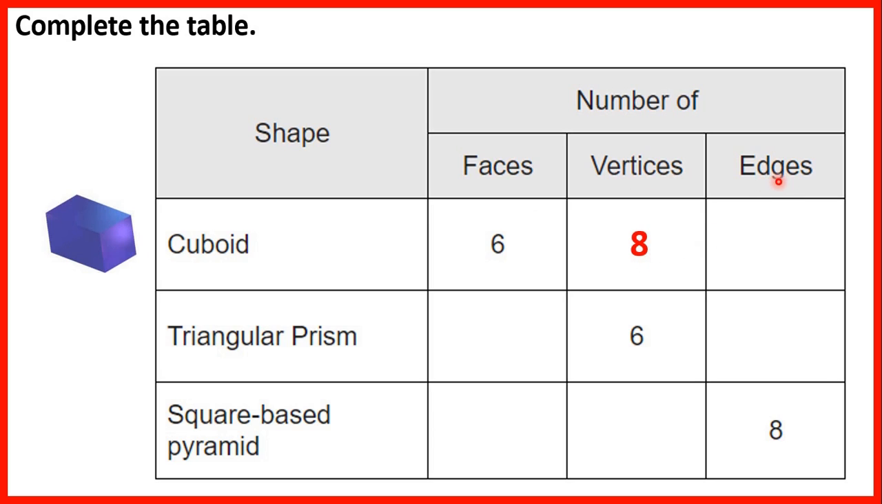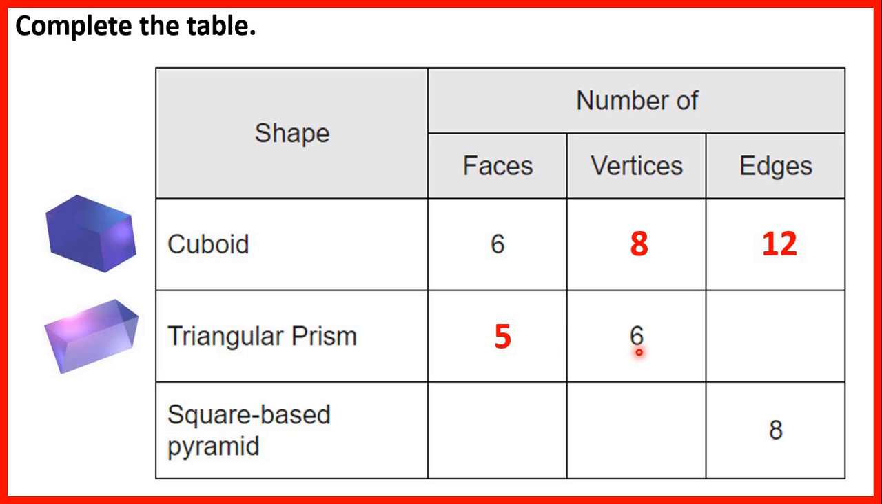Now we need to find the number of edges, and the edges are the lines that connect faces. So we have 4 edges on this end, 4 edges at the other end, and then 4 edges in the middle connecting the corners. So that's 4, 4 and 4, so 12 edges altogether. Now we have a triangular prism. So remember, a prism is like a 2D shape that's been stretched out. So for the number of faces, we have a triangle at both ends, and then we have 3 rectangles in the middle, so that's 5 faces altogether.